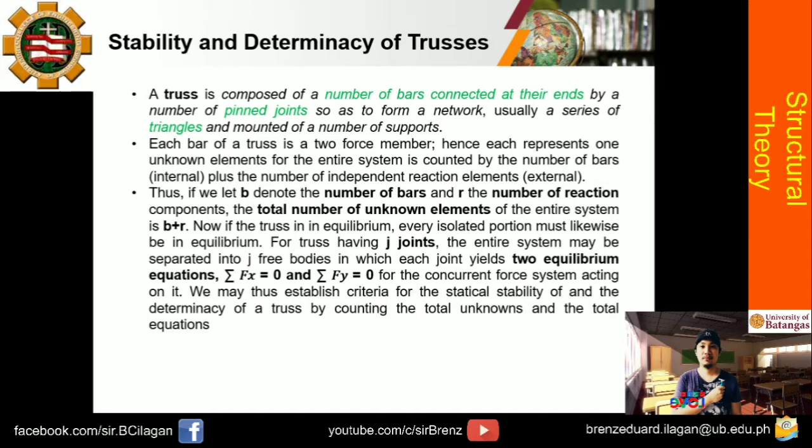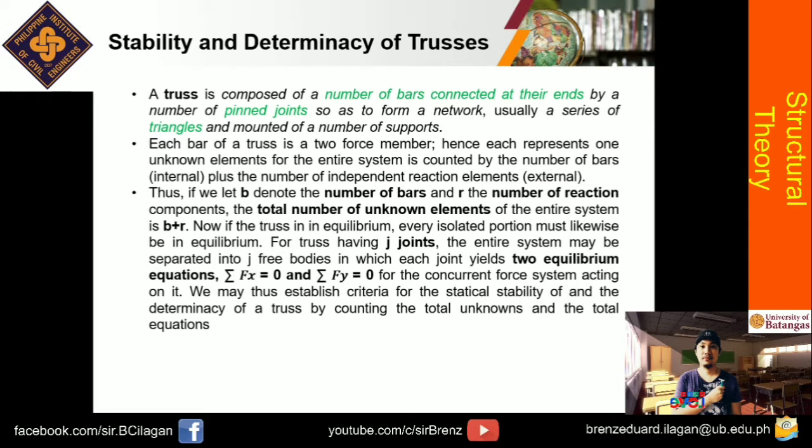And now, if the truss is in equilibrium, every isolated portion must likewise be in equilibrium. For truss having J joints, the system may be separated into bodies in which each joint yields two equilibrium equations. Summation of forces X and forces Y. So kung maaalala, di ba kapag method of joint, meron tayong dalawang equation of equilibrium for the concurrent force system acting on it. We may thus establish criteria for the stability and the determinacy of a structure truss by counting the total unknowns and the total equation.